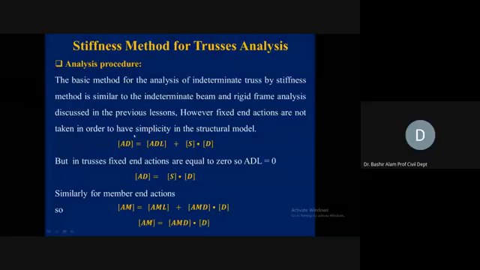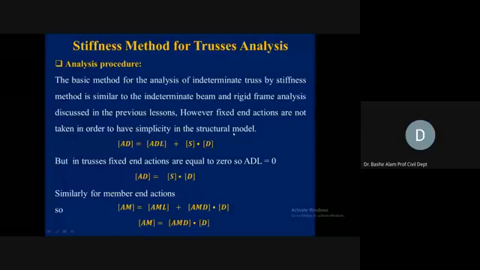However, fixed end actions are not taken into account, to have simplicity in the structural model. Those fixed end actions are negligible. Why? Because when we have a bolt connection or a rivet connection, you may have a slight friction there which can resist a negligible amount of movement, but we ignore that case and we say the moment-taking capacity of this joint is frictionless and it is zero.